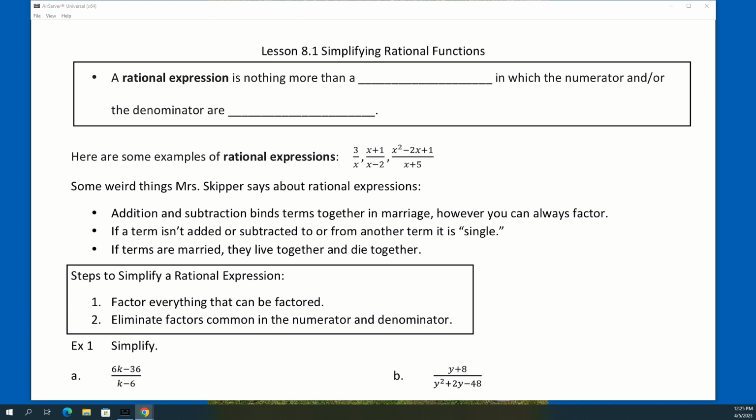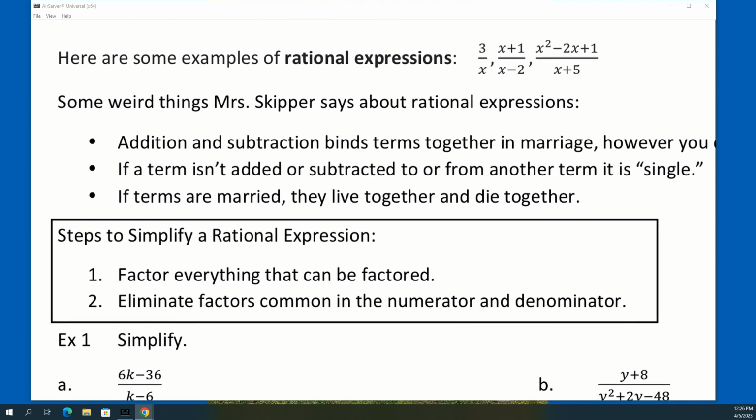And so a rational function is nothing more than a fraction in which the numerator and or denominator are polynomials. And so you might not know, but polynomials, pretty much all that stuff we've been practicing factoring, those are polynomials. So we'll have something like that on the top and something like that on the bottom. And so there's some examples of rational expressions.